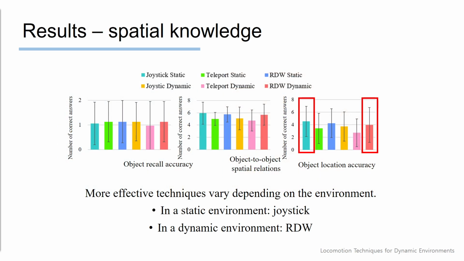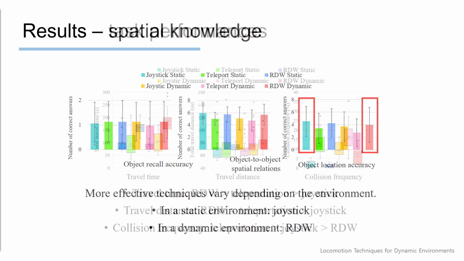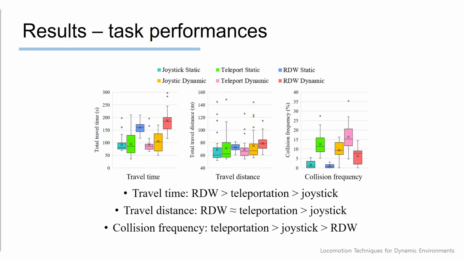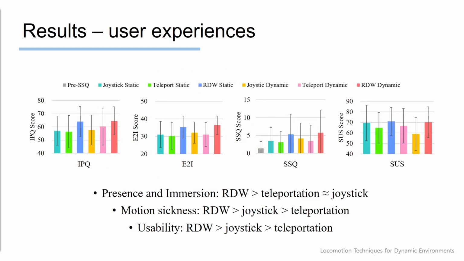We found interesting results for each condition and each type of spatial knowledge. Joystick was the most effective technique for spatial knowledge acquisition in a static environment, while RDW was the most effective in a dynamic environment. Travel time and distance were lowest for the joystick condition, while the collision frequency was highest when using teleportation. In the RDW condition, participants had the highest values for immersion and usability. In addition, we observed some interesting findings.